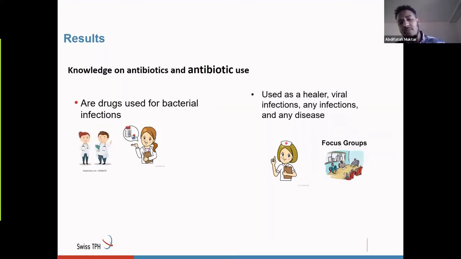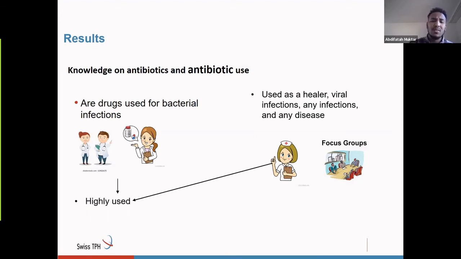To show you what we have seen so far, when we assessed the knowledge, more physicians and pharmacists defined antibiotics as drugs that are used for bacterial infection. But most of the nurses and most of the members of the community defined antibiotics as healers, as drugs that are used for viral infection or any kind of disease. Then we asked them how they rate the usage of antibiotics. The nurses, other health professionals, and the community all agreed that antibiotics are used highly both in the health facility and in the community, while a few nurses and a few members of the community said they are moderately used.